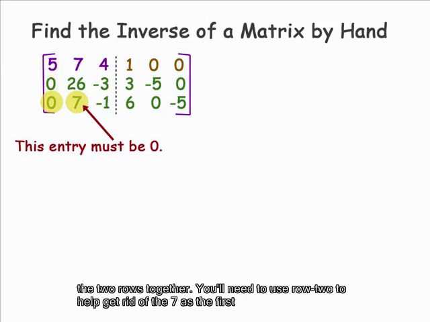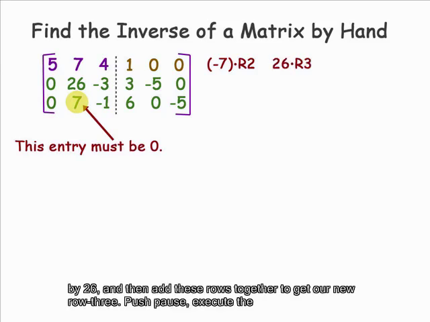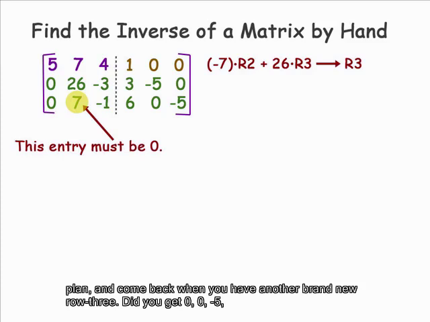You'll need to use row 2 to help get rid of the 7, as the first entry of row 2 is also a 0. So let's multiply row 2 by -7, multiply row 3 by 26, and then add these rows together to get our new row 3. Push pause, execute the plan, and come back when you have another brand new row 3.